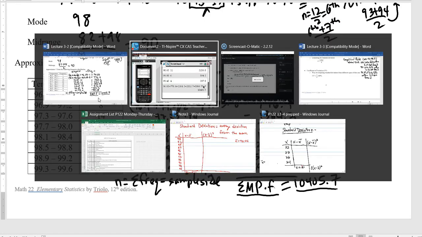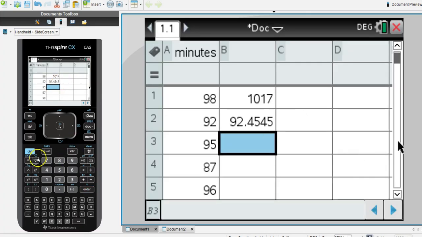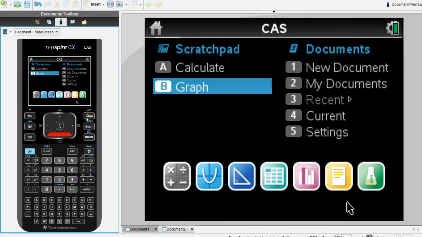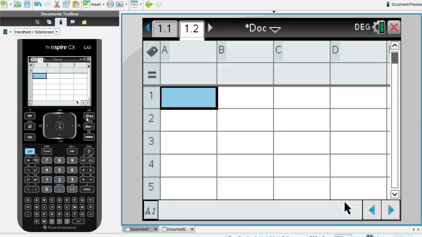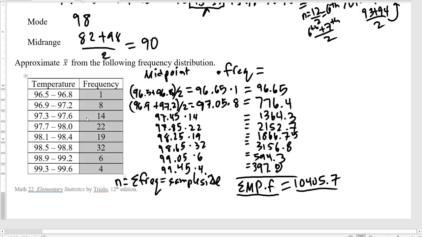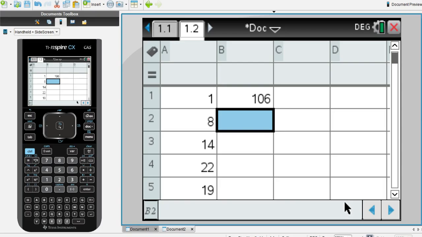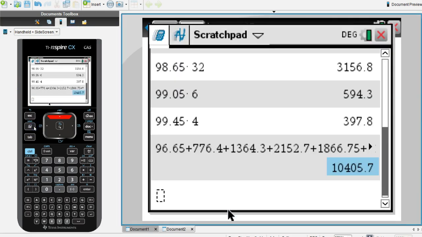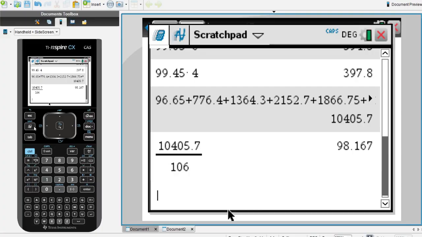Okay. Where's my calculator? Add a sheet. Alright, what is the sum of everything in A? 106. There we go. Look, I can add. Just got to use the technology. So 10405.7 divided by 106, and we got a mean of 98.167.